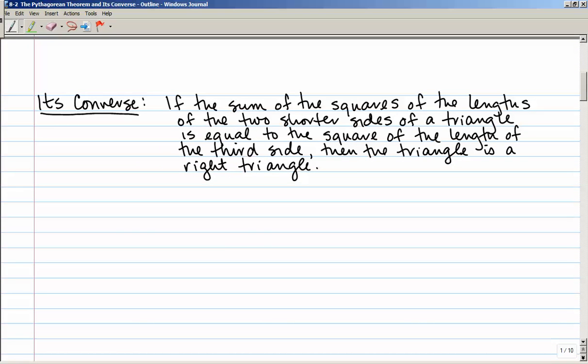The converse just says it backwards. Remember, the converse switches the hypothesis and the conclusion. If the sum of the squares of the lengths of the two shorter sides of a triangle is equal to the square of the length of the third side, then it is a right triangle. So in other words, if a squared plus b squared equals c squared, where c is the longest side, then it is a right triangle.